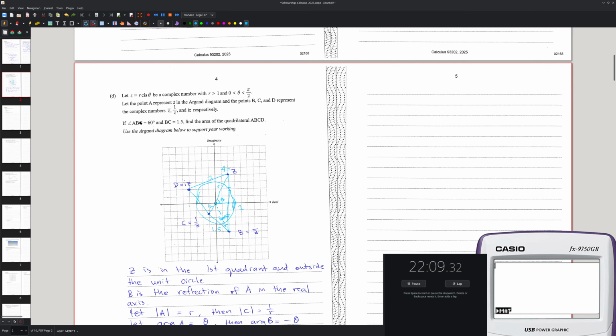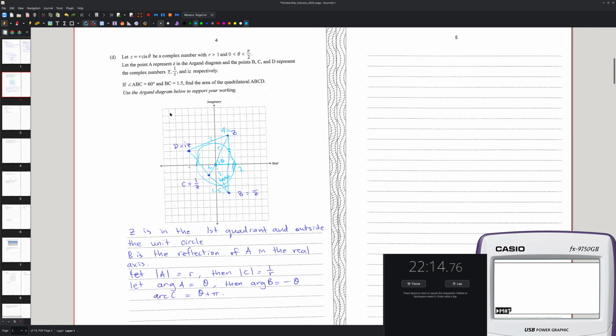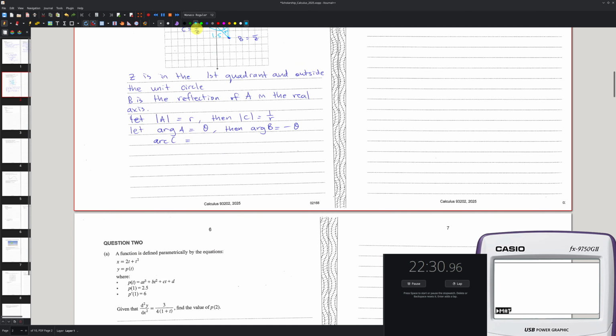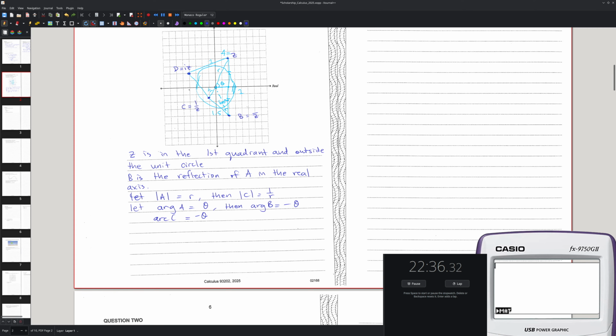Wait, hang on. Wait, we might be cooked. Wait, hang on. Isn't arg C negative theta? Right, okay. So actually C is on this line with B as well.